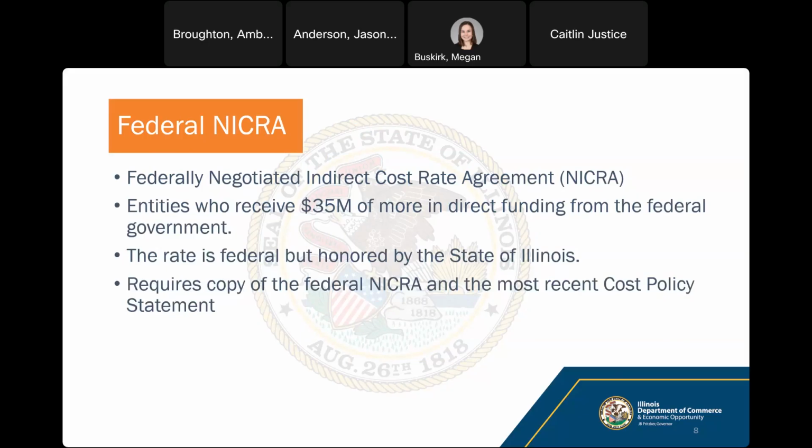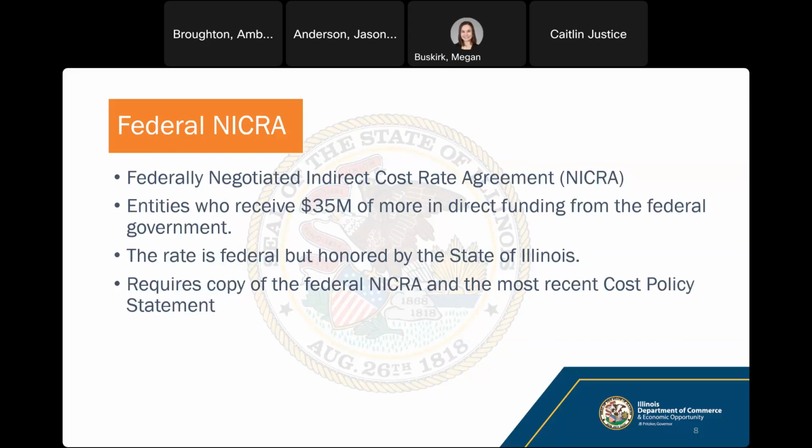The current federal NICRA will be accepted by all State of Illinois agencies for indirect cost rate reimbursement on state awards, provided the specific award is not subject to statutory restrictions, thresholds, or ceilings that limit the indirect cost reimbursement amount. Specific indirect cost restrictions can be located within the Notice of Funding Opportunity, or NOFO, for each award.